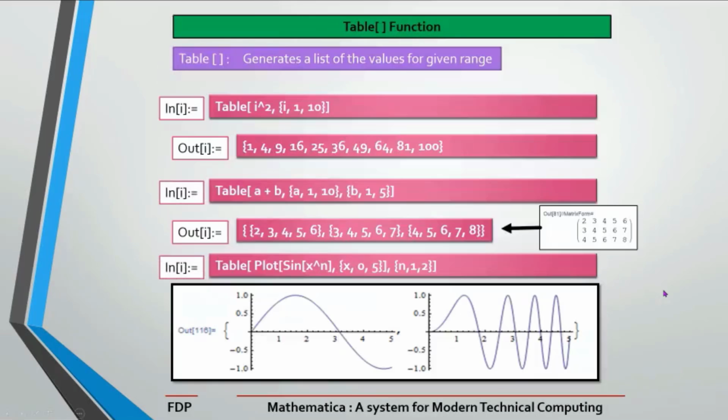Okay, come to the table function. So what does a table do? So basically it generates a list of the values for a given range. So आप क्या कर सकते हैं, टेबल में किसी भी पर्टिकुलर फंक्शन के लिए एक पर्टिकुलर रेंज के लिए एक लिस्ट क्रिएट कर सकते हैं.